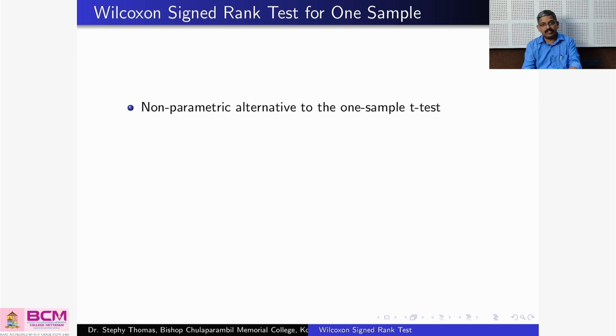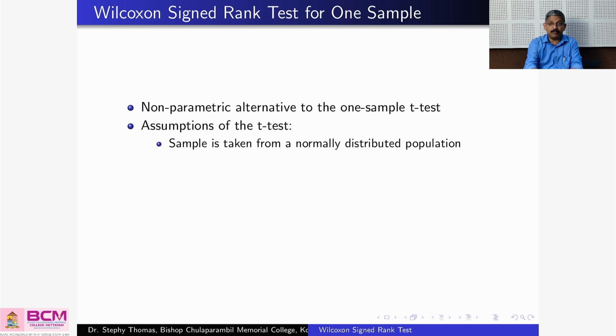The Wilcoxon one sample non-parametric test is an alternative to the one sample t-test. We know that in the one sample t-test, we are checking whether the population has a particular mean value equal to mu naught. But in the Wilcoxon signed rank test, we are testing the median, which we will discuss further now. This test is particularly applicable when the assumptions of the t-test are violated.